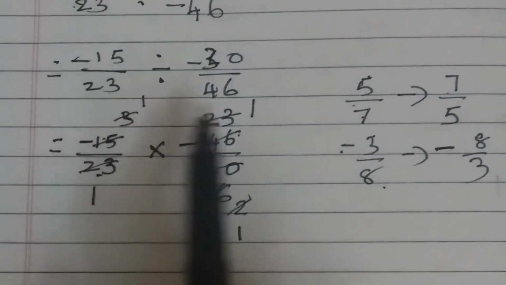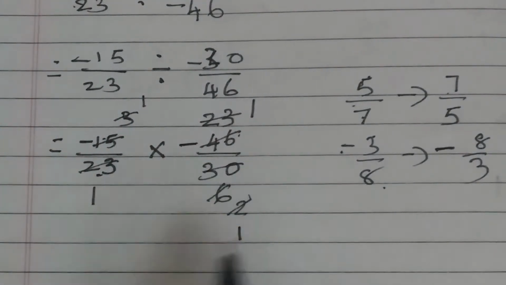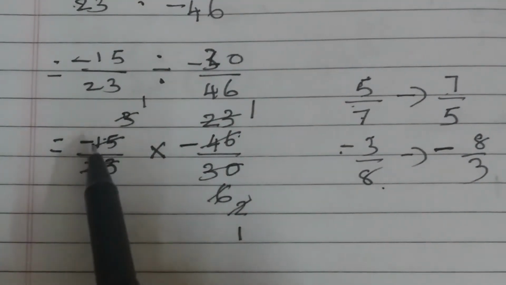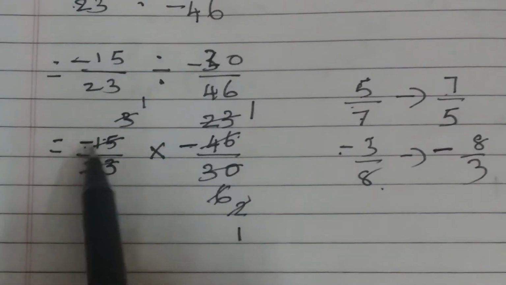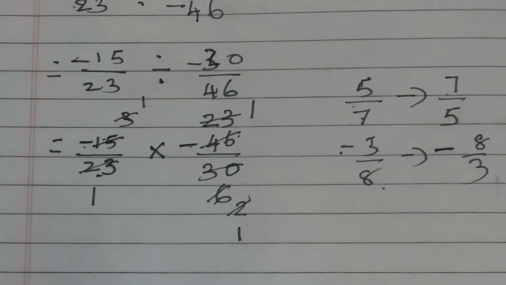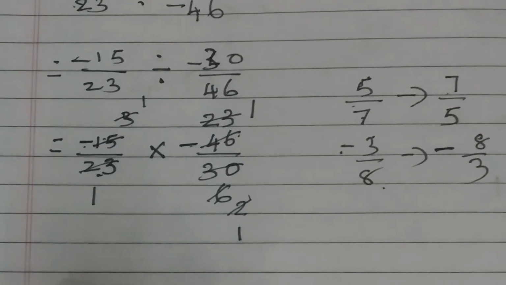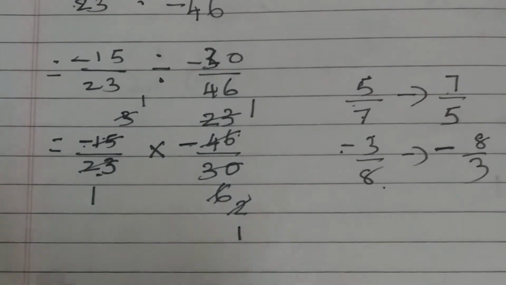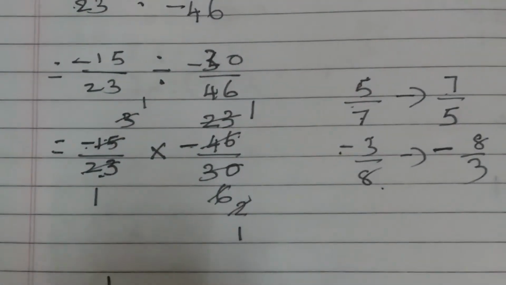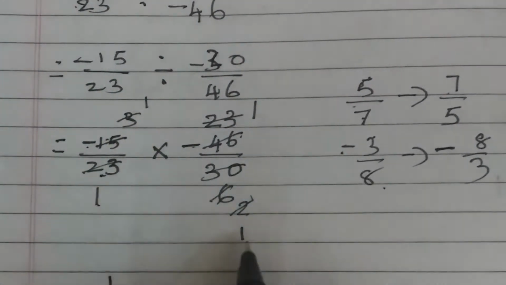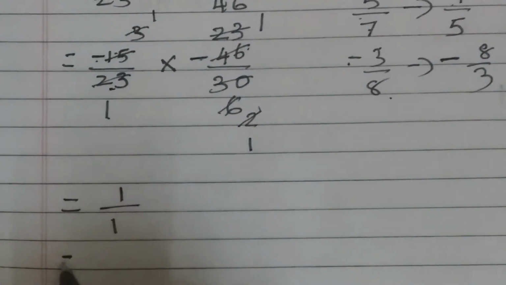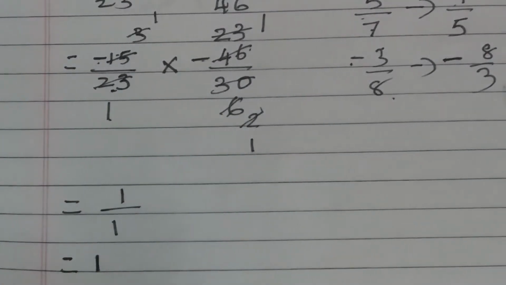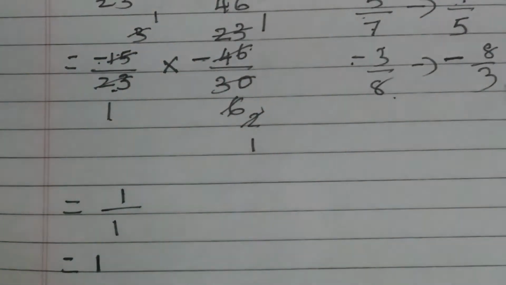Now multiply both the numerators, multiply both the denominators. Before that, multiply the signs. Minus into minus: when the signs are the same, the answer is plus. A positive integer can be written with or without sign. So 1 1s are 1 in the numerator. Here 1, here 1, 1 1s are 1. So 1 divided by 1 is again 1. So this is the answer for the division sum.